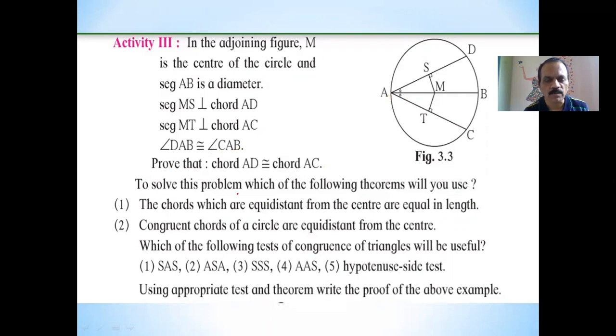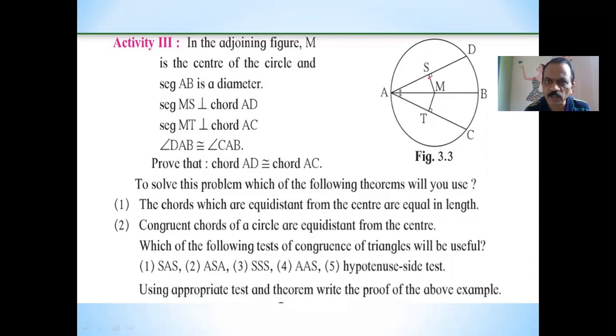To solve this problem, which of the following theorems will be used? यामध्ये कोणती theoremचा वापर करता येईल? The chords which are equidistant from the center are equal in length. That means here the chords AD and AC are equidistant, that means MS is congruent to MT. Then we see that the chords DA and AC are also equal in length.